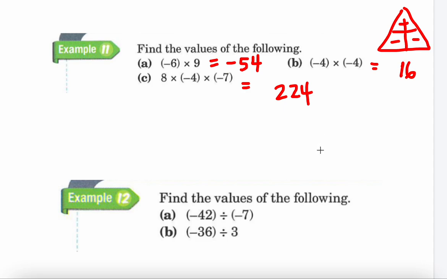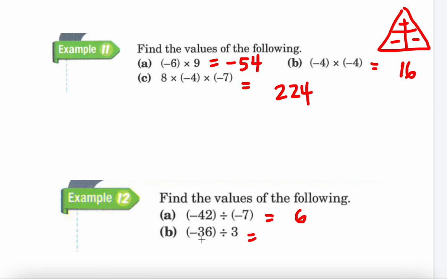Let's take a look at example 12 with the division. Okay. For the first problem, I have negative 42 divided by negative 7. Normally, 42 divided by 7 is 6. But now there are two negatives. Negative times negative, or negative divided by negative, is positive. So this would just be like facing my negatives, but jumping backwards, so I end up in the positives. So that's a positive 6.